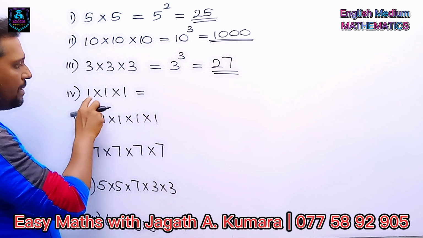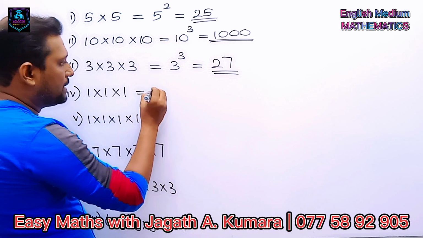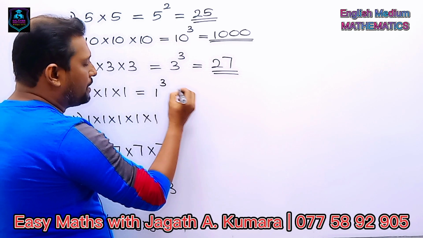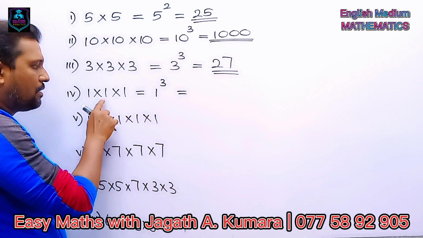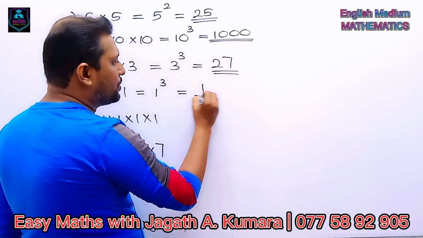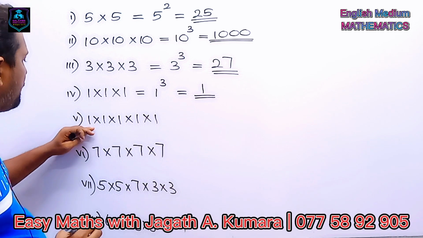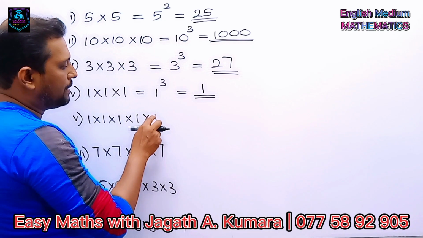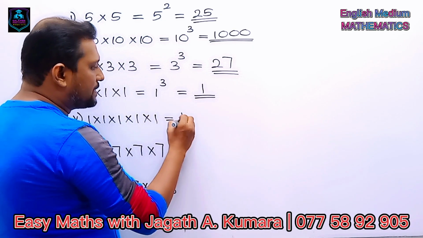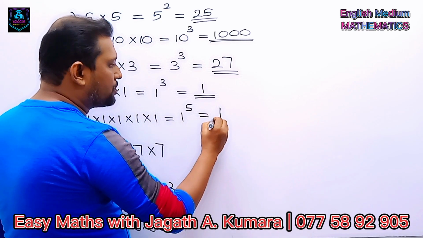Fourth one, 1 multiply 1 multiply 1. Index form 1 to the power 3. 1 to the power 3 is 1, no? 1 multiply 1, 1. 1 multiply 1, 1. So the value is 1. Part 5. 1 multiply 1 multiply 1 multiply 1 multiply 1. Index form 1 to the power 5. The value is also 1.